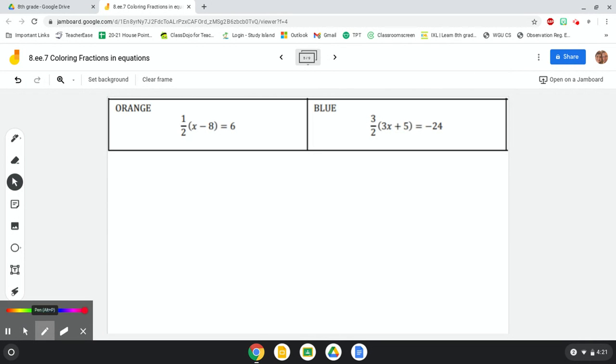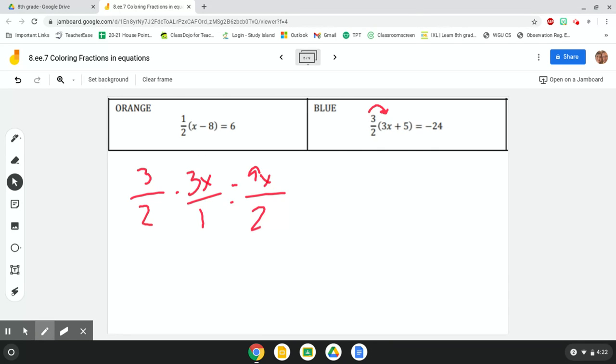So again, I want to get rid of my fraction, but I need to take care of the distributive property first. So in this case, I actually have the distributive property. So I'm going to go ahead and do that multiplication first. So I have 3 halves times 3x. Remember, I can put that over 1. So when I multiply across, that's going to give me 9x over 2. Okay, so I have 9x over 2 as my first term.